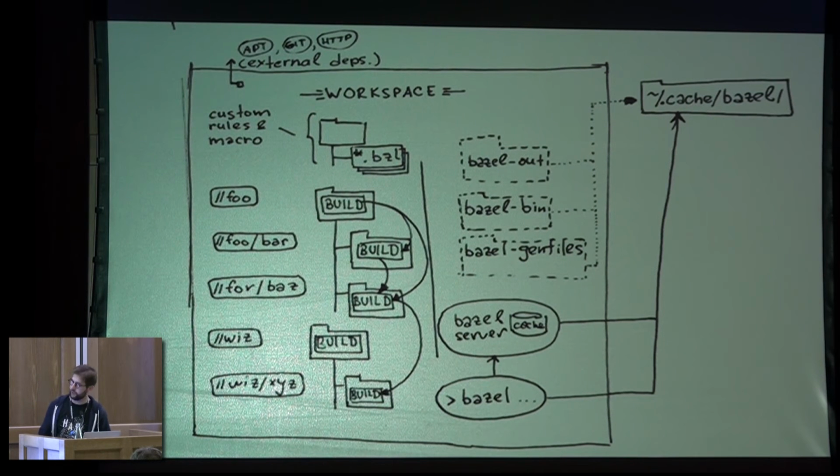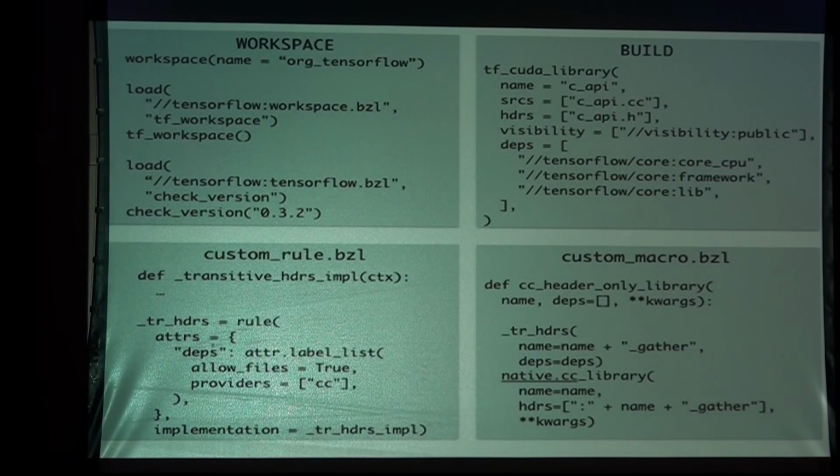So yeah, that's pretty much it. The core concepts are a workspace, labels, build files, macros and custom rules. I was just going to give you four examples. All these examples are from an open source project called TensorFlow, which actually uses Bazel as their build system. So I just pulled these four examples.